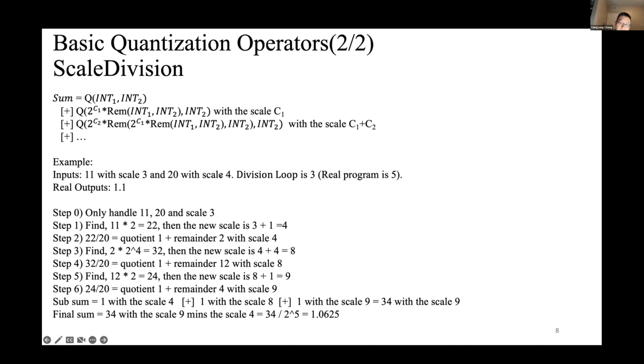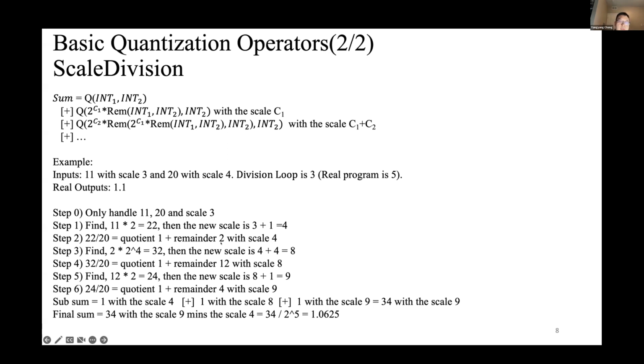In step 0, we only handle 11 and 20 with scale 3 first, and handle the scale 4 second. At step number 1, because 11 cannot be divided by 20, we need to multiply by another 2 to make it 22. And because we multiplied by 2, the new scale will be added by 1. So it will be 3 plus 1, we get 4. Because 22 is larger than 20, we get the quotient 1, and the remainder is 2 with the new scale 4.